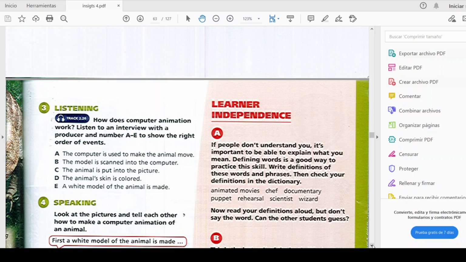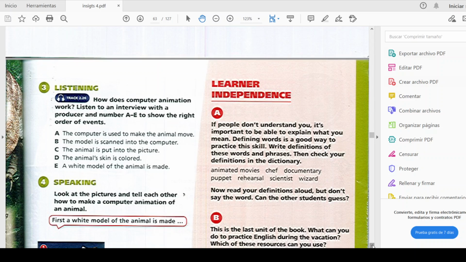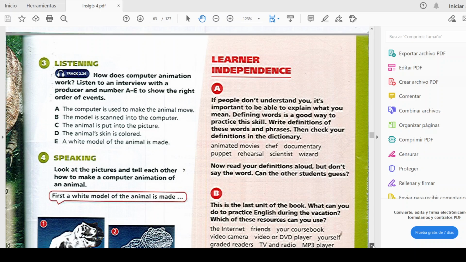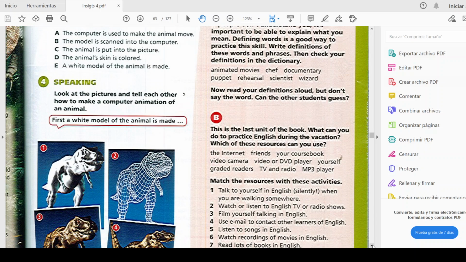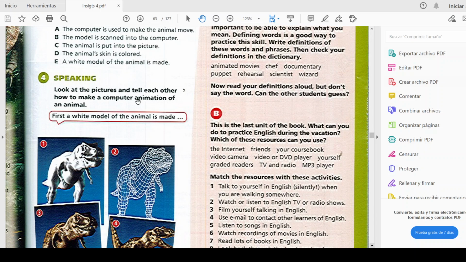And then we have exercise number 4. This is a speaking exercise. As you can see, it says, look at the pictures and tell each other how to make a computer animation of an animal. So here we have like the first step. It says, first, a white model of the animal is made, and then we're going to continue. But we're going to try to do this in class next Saturday.